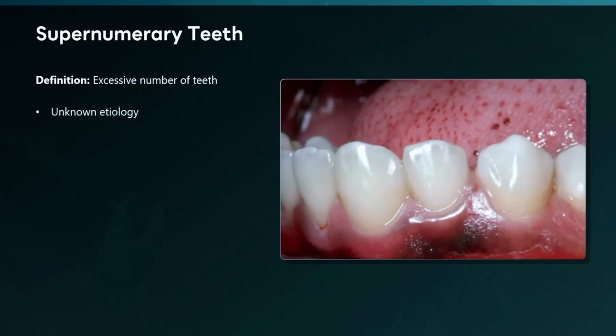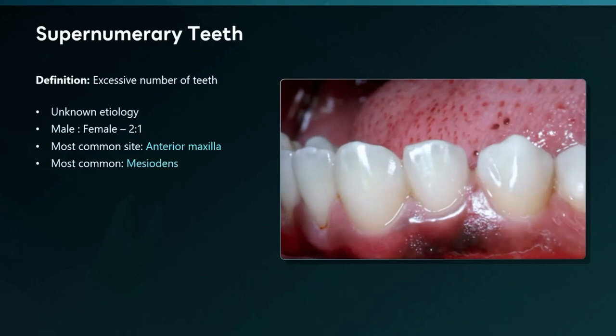So the etiology of this is unknown and it's usually unexpected, but we do know that it affects males more than females with a ratio of 2 to 1, and the most common site is the anterior maxilla. A common subtype of supernumerary tooth is the mesiodens, which refers to an extra tooth that is located between the maxillary central incisors.